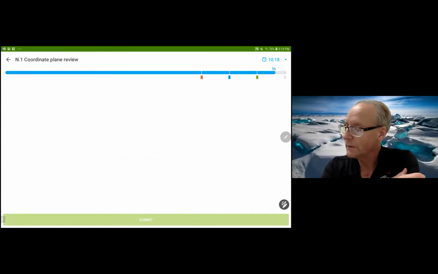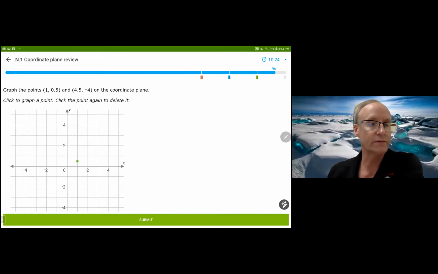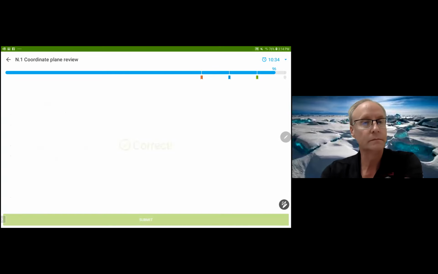And just a few more. We want 1 and 0.5 for the y, located right there. That's 1 for x, 0.5 for y. 4.5 for x is between the 4 and the 5. And down 4 for the y is right there. And we're done. And we're getting there, almost finished.